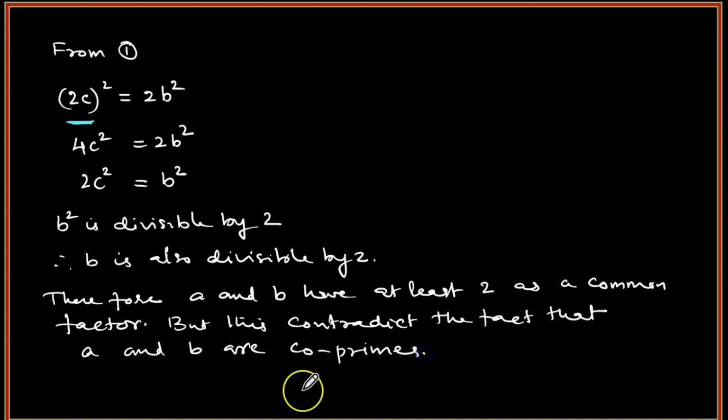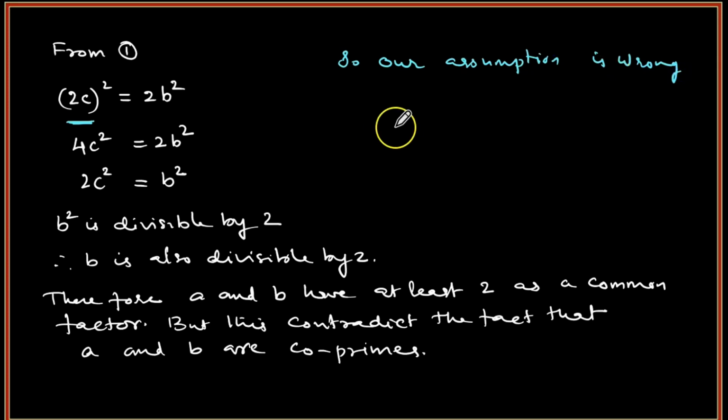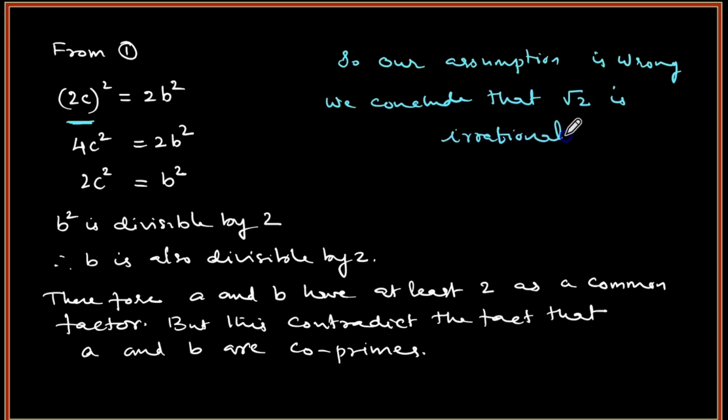Why does it happen? Because of our wrong assumption. So let's write our assumption is wrong. Now we can conclude that root 2 is irrational. I hope this concept is clear.